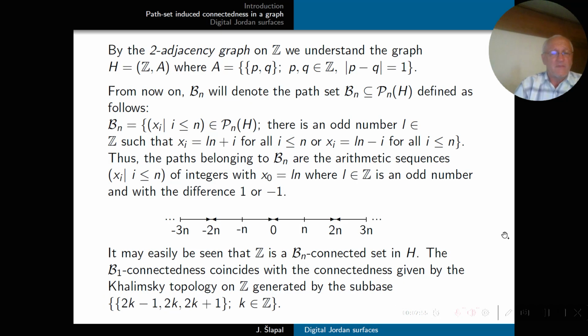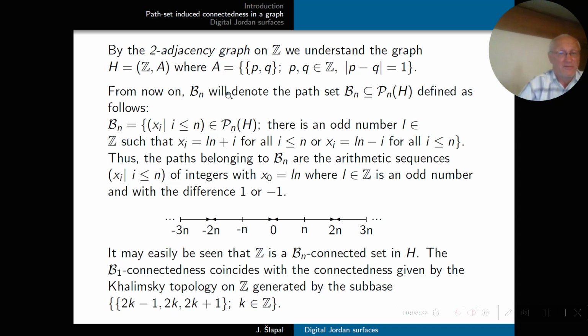And now we will switch. This was quite general background, and now we will focus on a special graph with a special path set on this graph, and we will develop a small theory concerning this individual graph. So we will focus on the two-adjacency graph on Z. The two-adjacency graph is very easy. Two points are adjacent just if their distance is 1. So this is graph H.